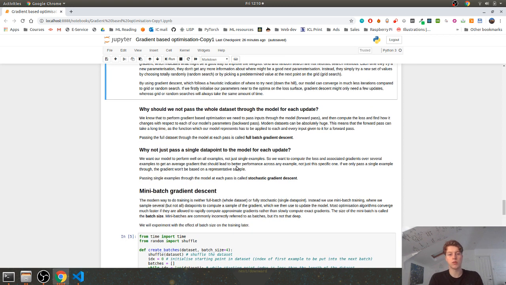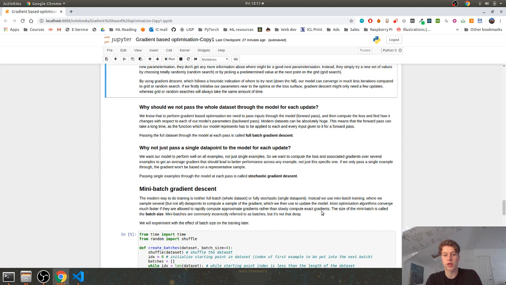Now, what we really want to do is something between these two, so that we get good inference time. The forward pass, when we actually compute the loss, won't take too long because we're not using the whole data set, and we don't want it to be fully stochastic, using just one example, because that won't give us a good estimate of the gradient. That's why we pass in more than one example, because we want a good estimate. This is called mini batch gradient descent, where we pass several but not all of the examples through the model to compute a good sample of the gradient.